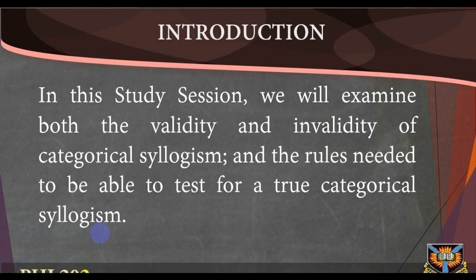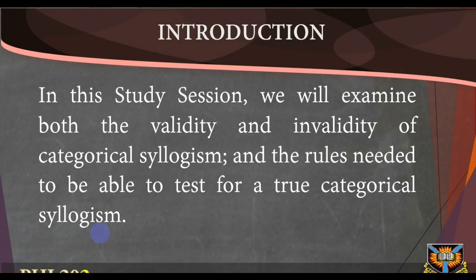Learning outcomes. When you have studied this session, you should be able to: 1. Determine the validity or invalidity of categorical syllogism. 2. Use rules to test for categorical syllogism.